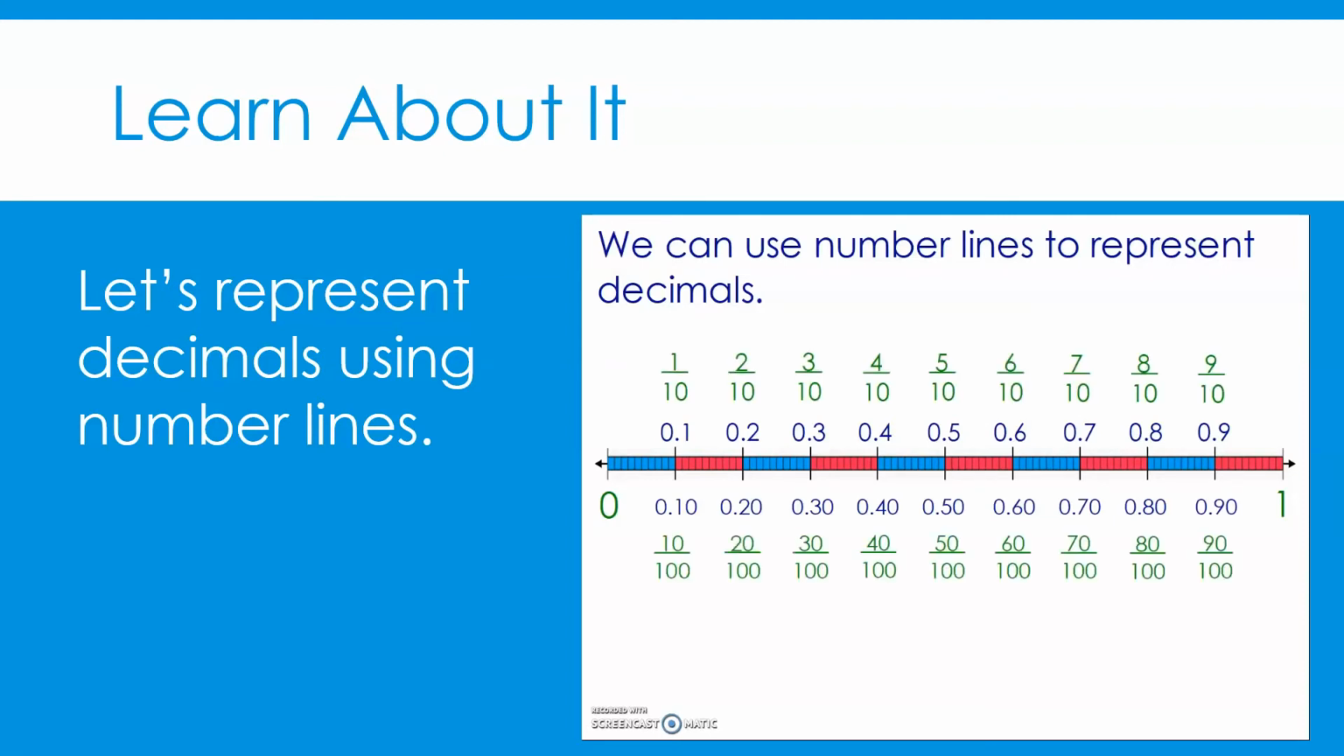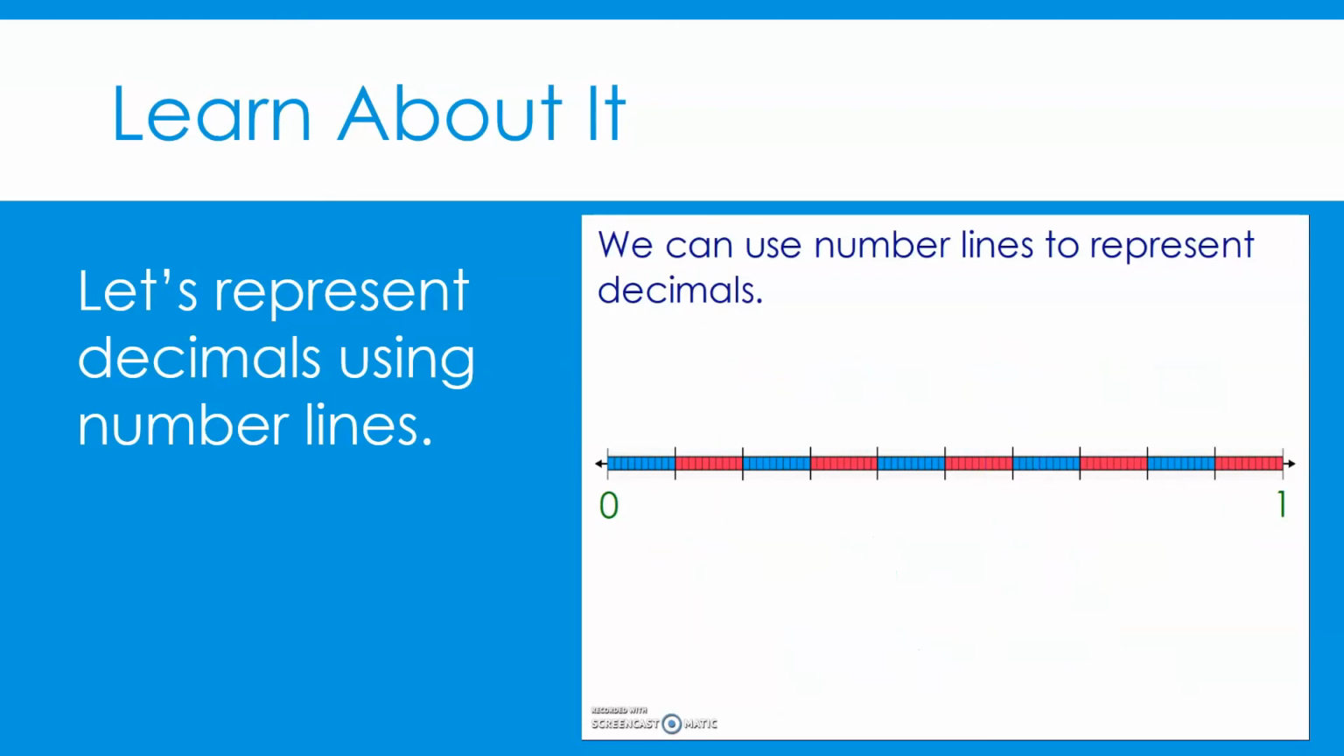Each of our identified locations on the number line can be written in 4 ways, both as a decimal and as a fraction, as tenths and as hundredths. From this number line, we can see that 6/10 equals 60 hundredths equals 0.6 equals 0.60. They all represent the same location on the number line.